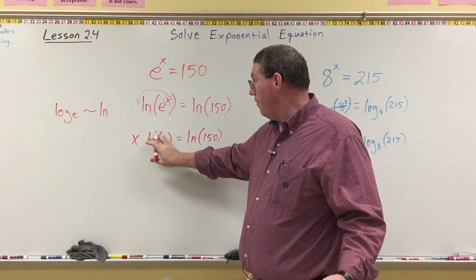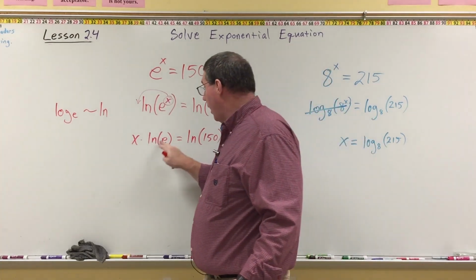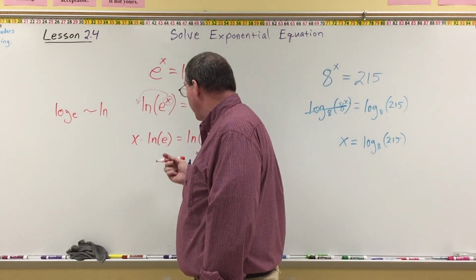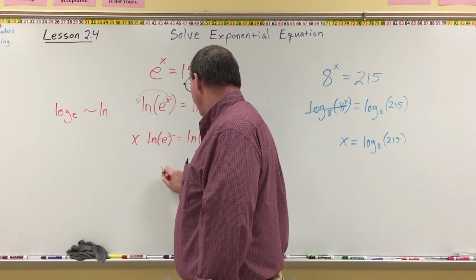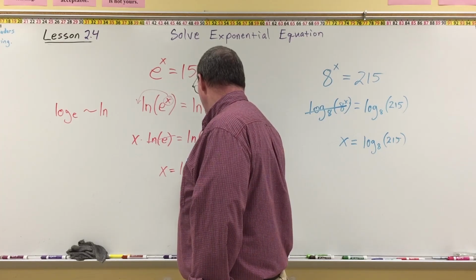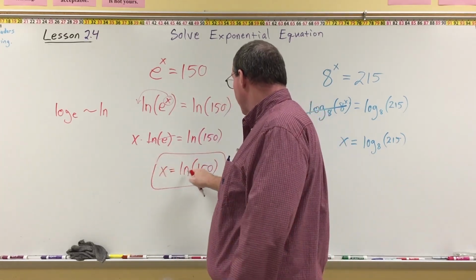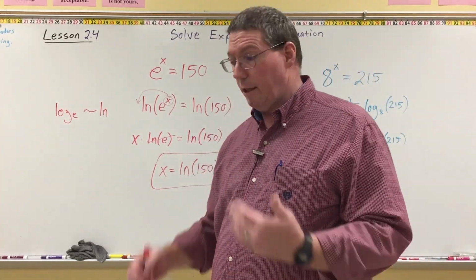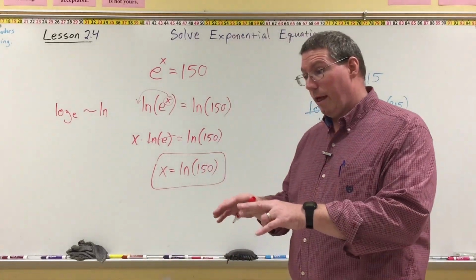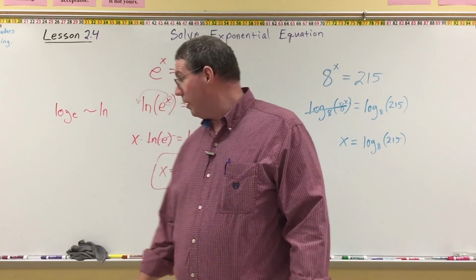Okay, this is one of the most infamous identities in all of mathematics, that the natural log of e is equal to 1. And so this is going to cancel. And all we have left is x is equal to the natural log of 150, okay? And that's our answer. We're done. You could easily key in natural log of 150 into any scientific or graphing calculator. You can even type it in on Google. ln parenthesis 150, close parenthesis, enter, and it'll give you the value of it, okay?